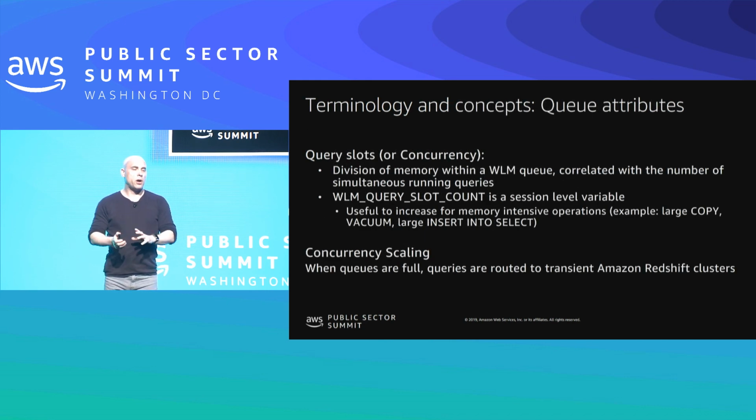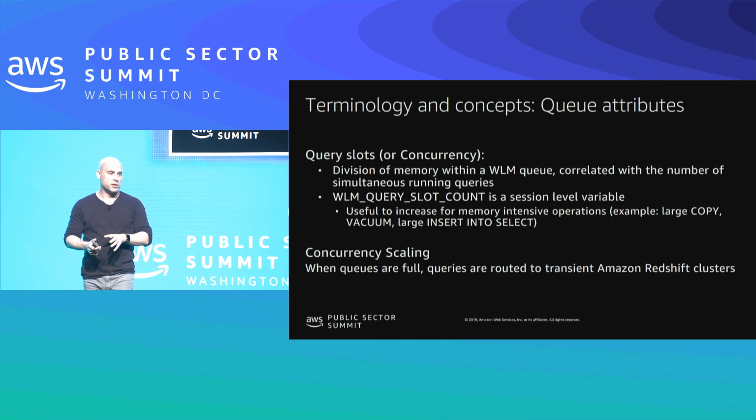Each one of our queues in Redshift is split up into something that we call slots. It corresponds to the concurrency in the system, and each one of these slots has a certain amount of memory that is assigned to it.